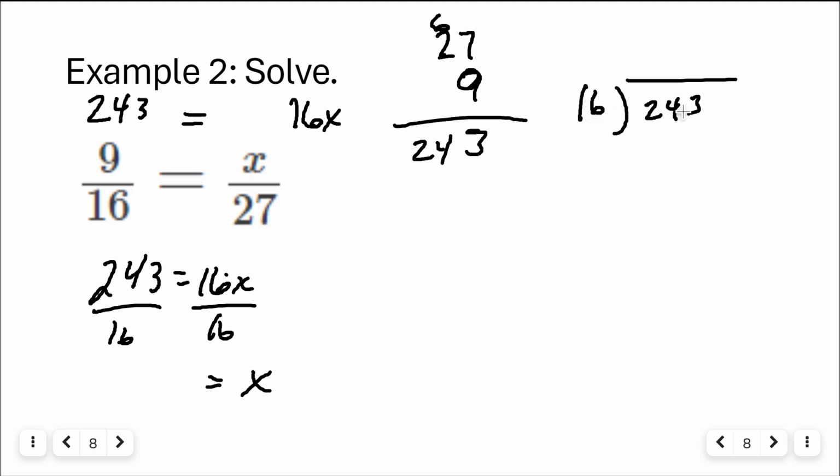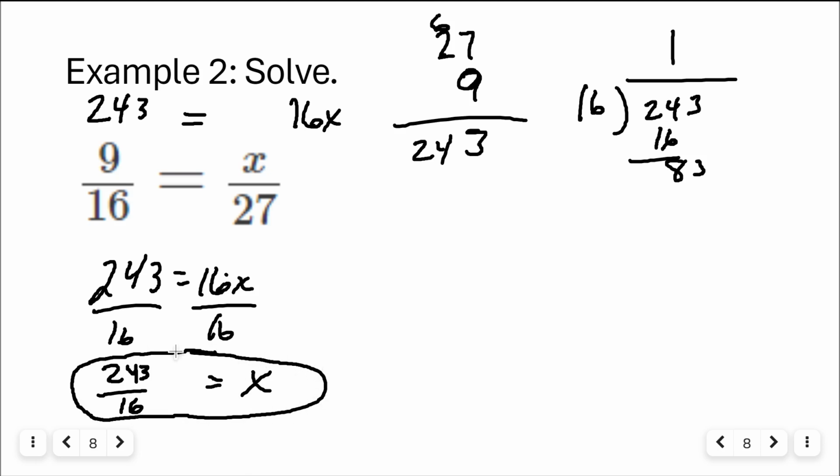16 goes into 243 or 224 one time. 8 remaining. 16 goes into 83. It doesn't go in evenly. So since it doesn't go in evenly, I'm not going to write a whole number here. My answer is going to be this fraction, 243 over 16. Now the question is, is there any number that goes into 243 and 16? I don't think so. So I'm going to leave my answer at 243 over 16.